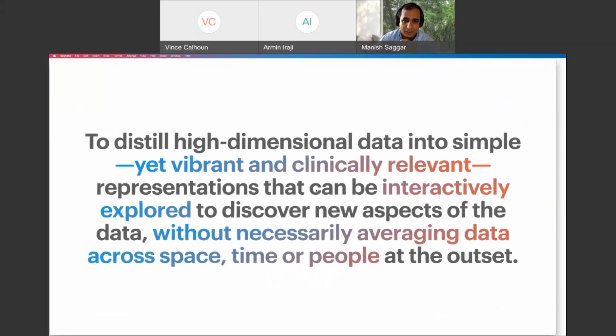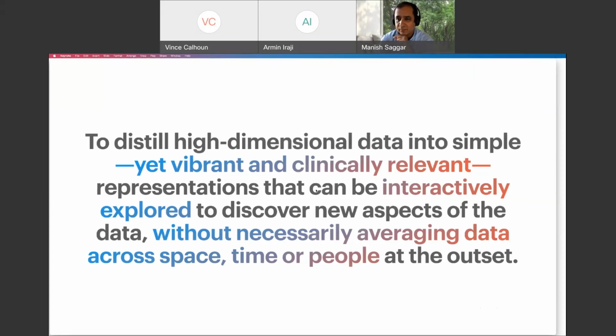So here is a mission statement slash motivation for this project and other projects that we are doing in the lab. Just to give you an overview of why we are doing what we're doing. The idea is to distill high dimensional data. Right now we're focusing mostly on brain dynamics, but you can think of molecular data, gene expression data, any kind of data that is very high dimensional, and distill it into a vibrant representation, which basically means interactive or clinically relevant, easy to comprehend, and that can be interactively explored so that we can discover new aspects of data.